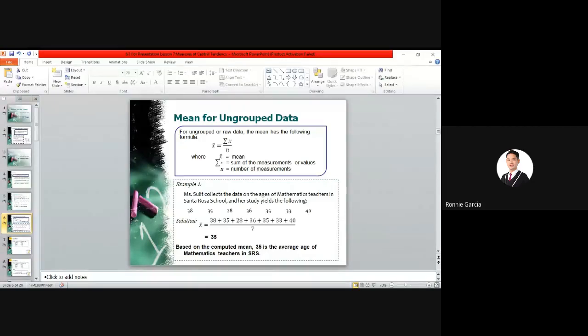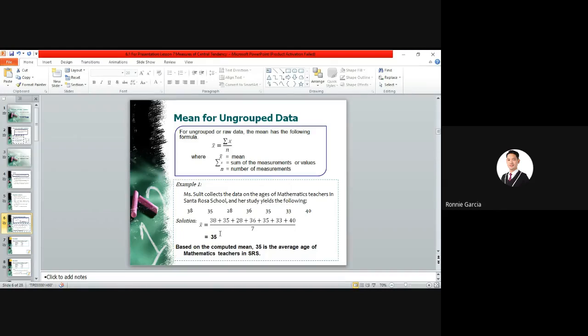That is equal to sigma, which means summation. Summation of X. Those X are your observations or values. Summation of all your X. For example, in example number 1, we have X sub 1 is 38, X sub 2 is 35. So these data values shown one by one are the X. So summation of X all over N. N is the number of measurements. So mathematically, it is represented as sigma X over N, the formula to get the mean for the ungrouped data. So applying the formula, we have here an example.